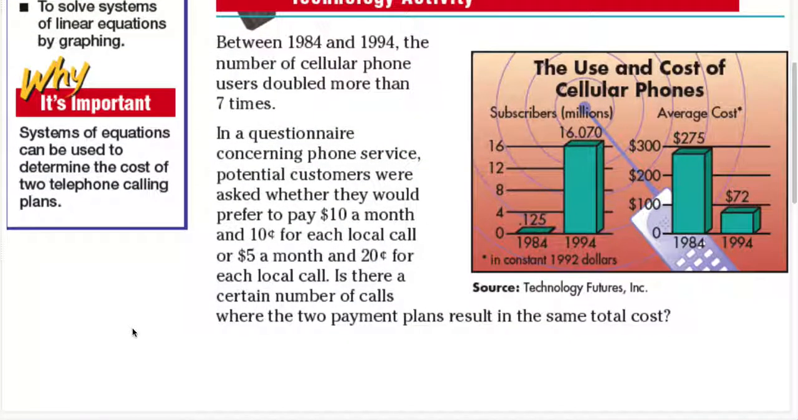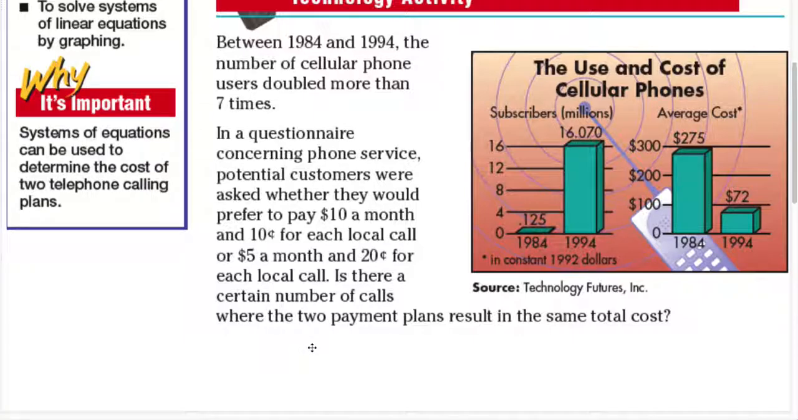Between 1984 and 1994, the number of cellular phone users doubled more than 7 times. So in a questionnaire concerning phone service, potential customers were asked whether they would prefer to pay $10 a month and 10 cents for each local call, or $5 a month and 20 cents for each local call. Is there a certain number of calls where the two payment plans result in the same total cost?